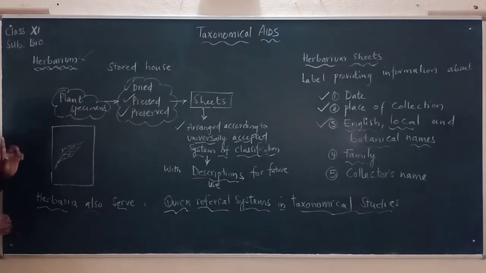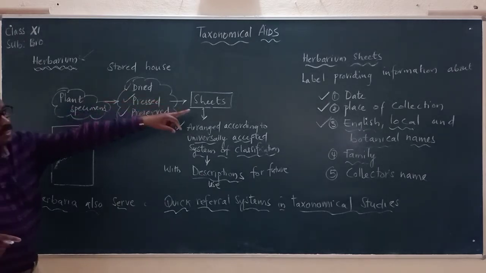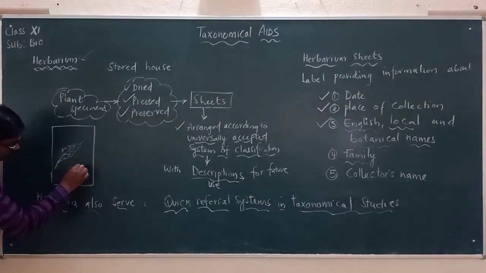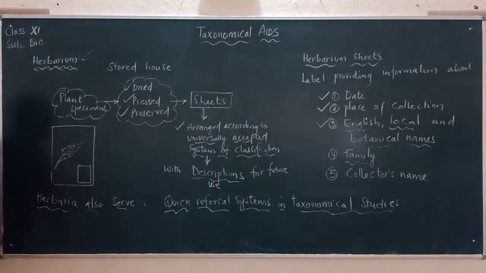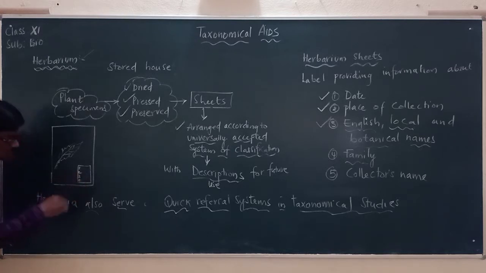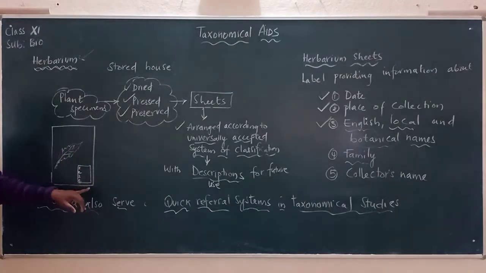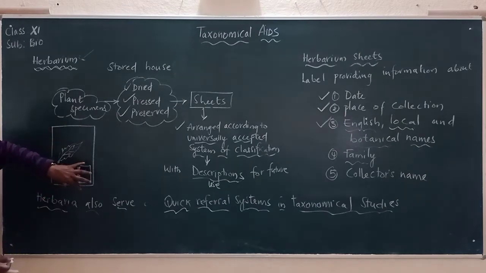A plant specimen on the sheet: you give all the label information on the right side corner. The first is the date of collection and place of collection. Second, the names in English, the local name and the botanical name. Then the family it belongs to. Fourth, and the last but not the least, fifth, the collector's name, the one who collected it. So this gives the complete information about that particular plant specimen.